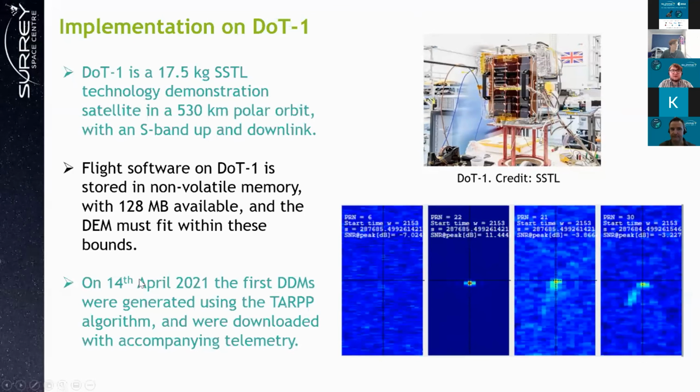But very excitingly, last year in April, we generated some DDMs using the TARP algorithm, and these were downloaded with some telemetry that made testing possible. Here were just some of those DDMs, and you can see that they're all quite nicely centered.